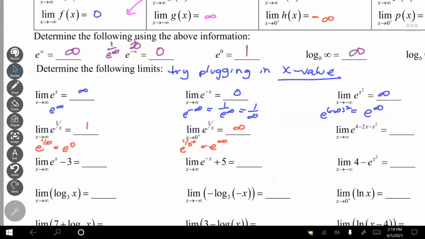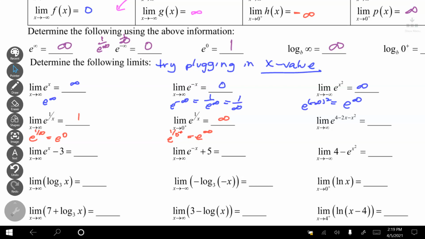This next one I'm going to slide over a little bit. All these terms don't really matter. What I really only care about is this term here. So I get e to the negative x squared, and I plug in infinity, I get e to the negative infinity squared. Notice the negative is on the outside of the parentheses, so this is e to the negative infinity, which is 1 over e to the infinity, which we said was 0.